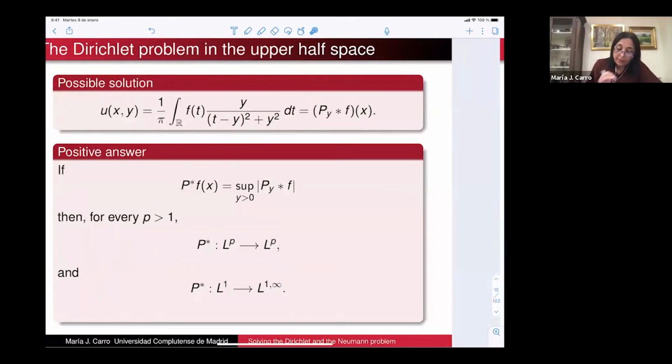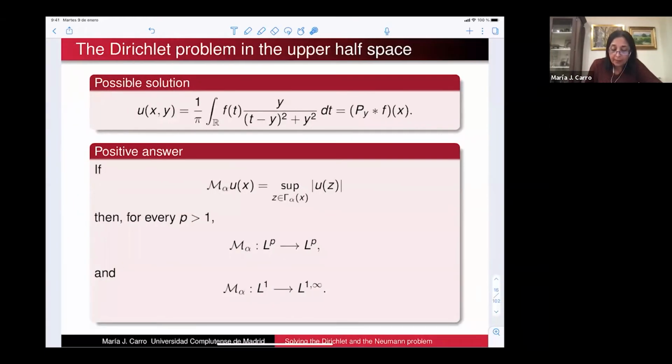But moreover, if we consider the case, as I said before, of the non-tangential maximal operator, then it is also true that this operator is bounded from LP into LP and from L1 to weak L1. Therefore, what we are saying here is that in the upper half space, this is the solution that we are looking for.